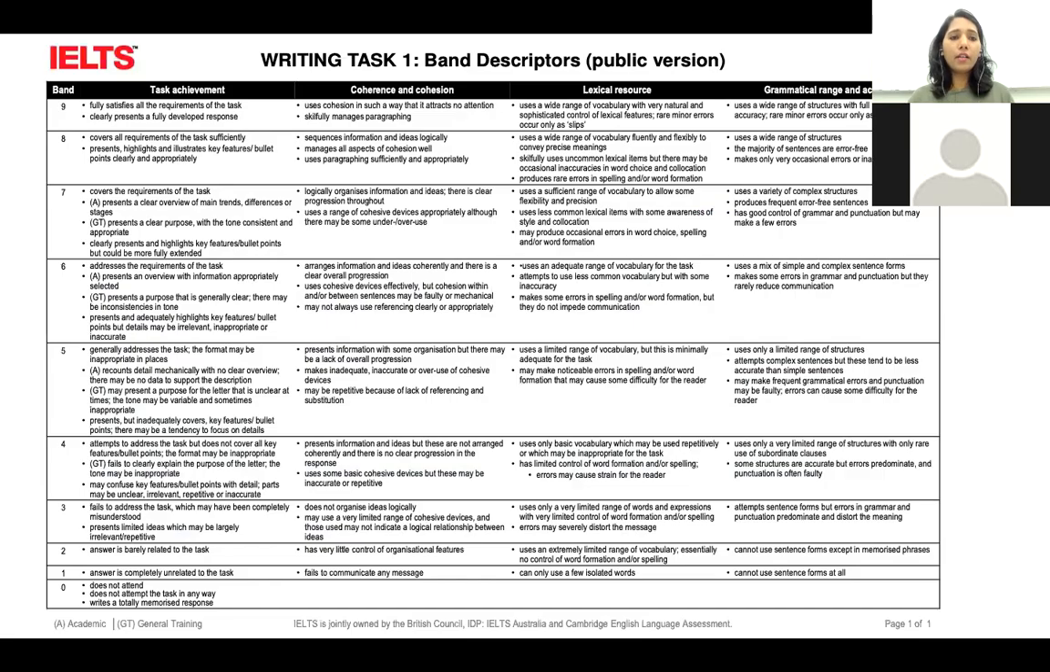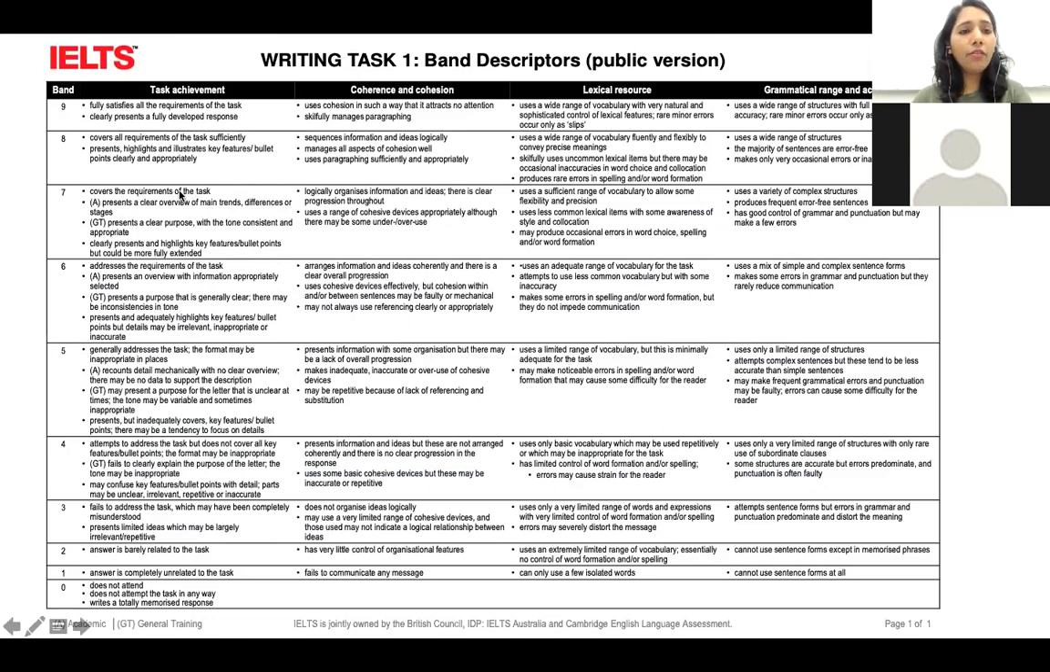Okay, so this is the task 1 band descriptors, which is a public version. For the examiners, there's a different version where they give a lot more details, but this is more than enough for us to understand how to write a letter to get band 7 and above. So this is our first thing. We are marked for 4 factors. Like you already know, we're marked for task achievement, coherence and cohesion, lexical resource, grammar range, and accuracy.